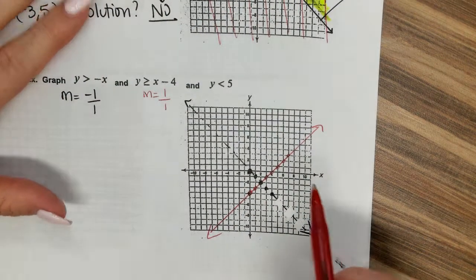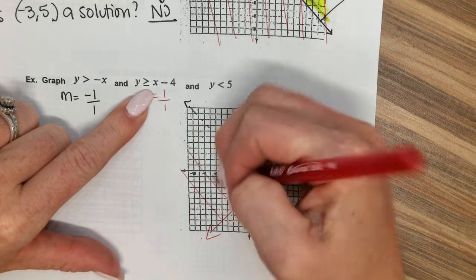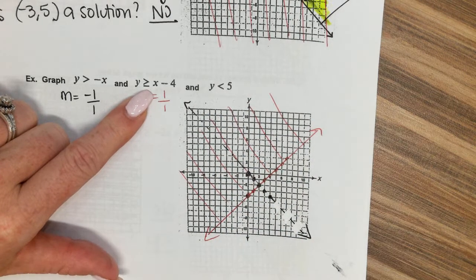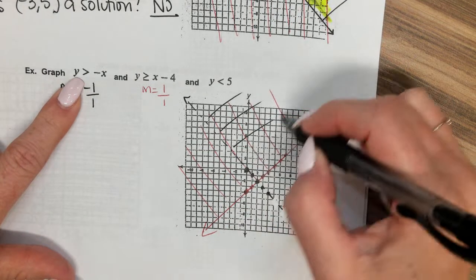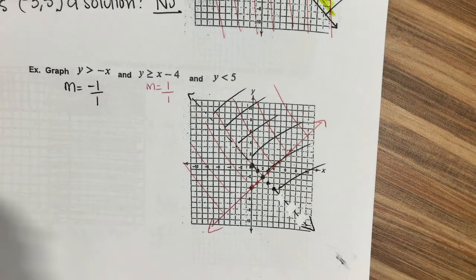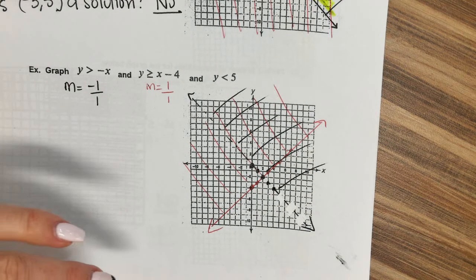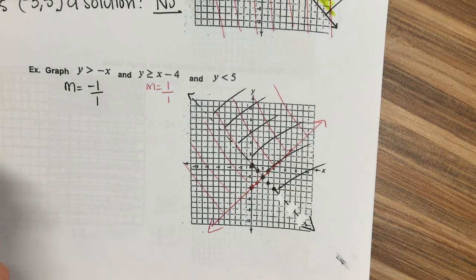All right, which one would I shade for that second one? Above or below? Above. Okay, so it would go like this. And then I'm going to go back to that first one. Which way should I have shaded? Above. I have one more to graph.